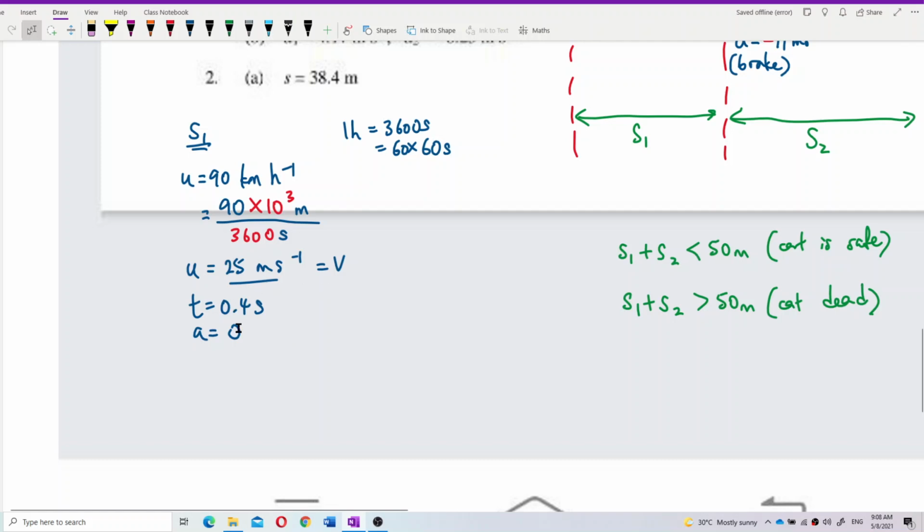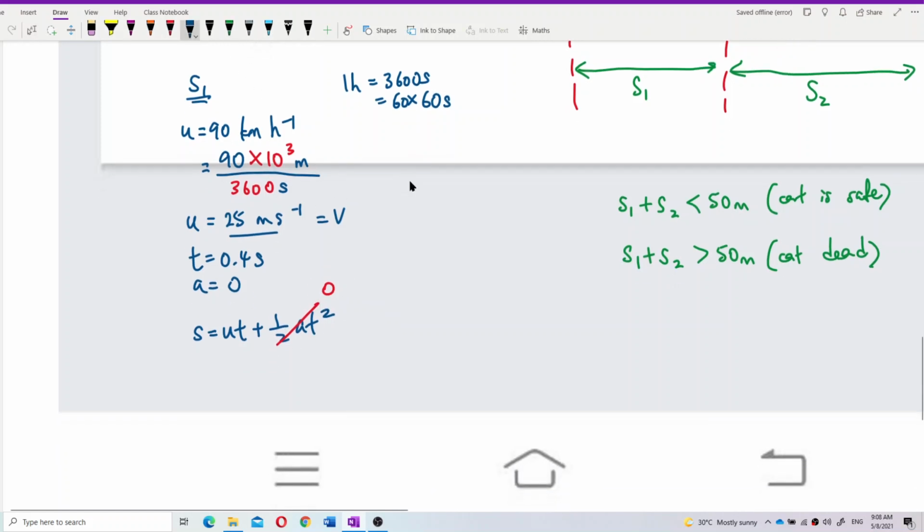So what formula do you think to find S? Very simple. S equals ut plus half at squared. But because acceleration is 0, this half at squared is 0. Just substitute a with 0, then the half at squared will be gone. So the formula becomes simply S equals ut.